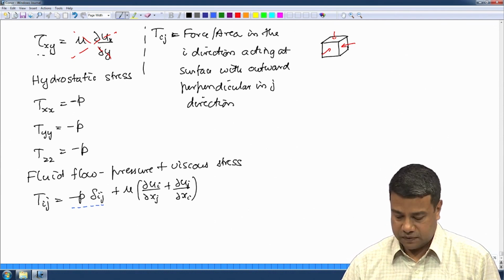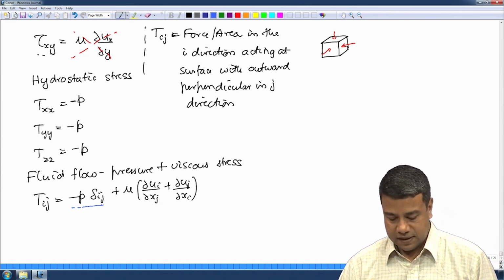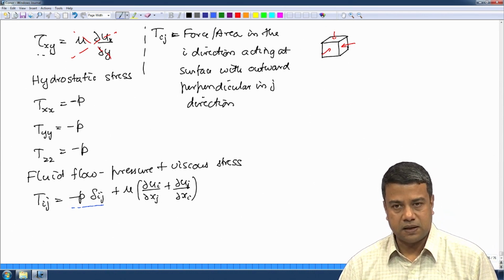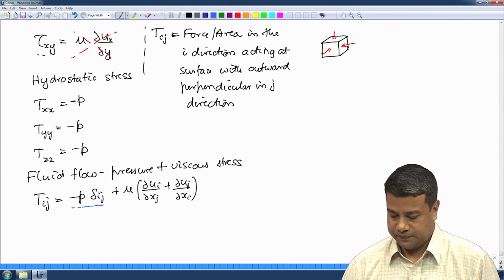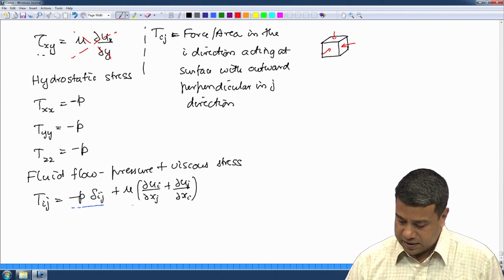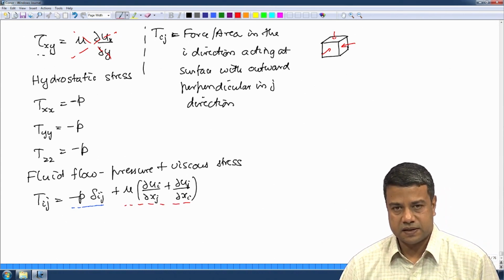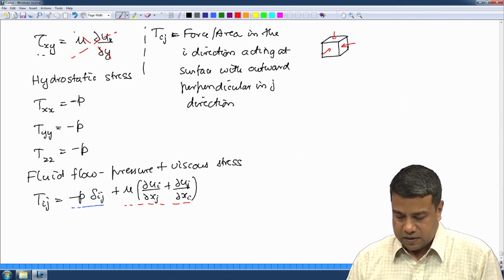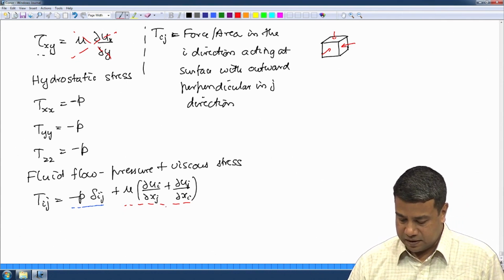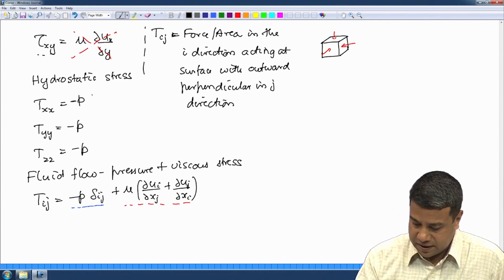So, if I had no fluid flow, I would just get this term, which means that Txx, Tyy and Tzz will be equal to minus P. All other components are 0. The second term here is the viscous stress, and this depends upon the velocity gradient. So, in the presence of a velocity gradient, if I were to write Txx for example, I would have a second term here.